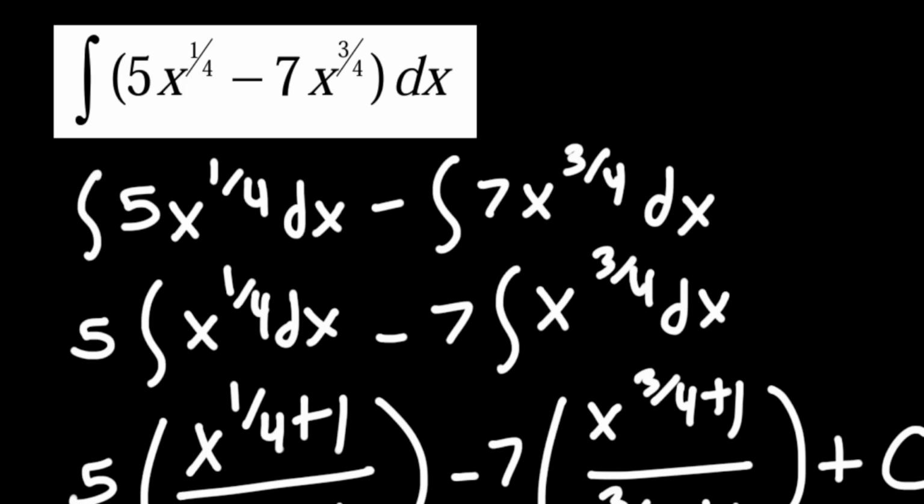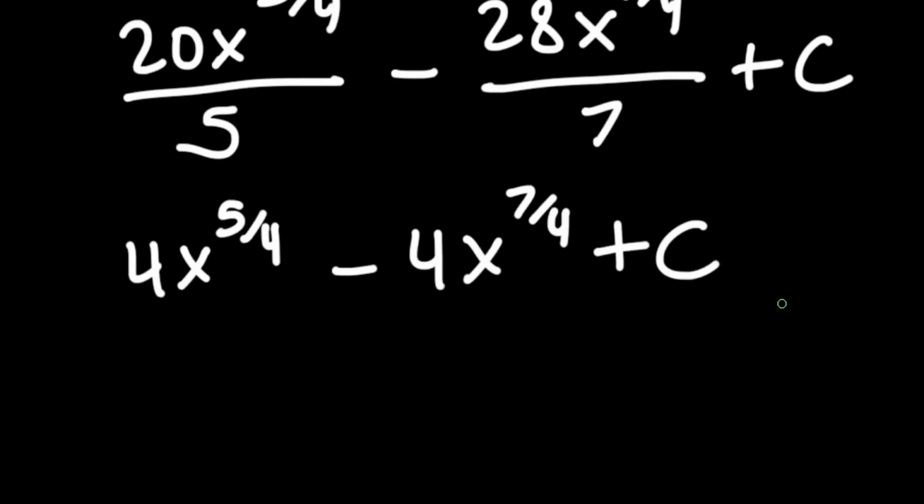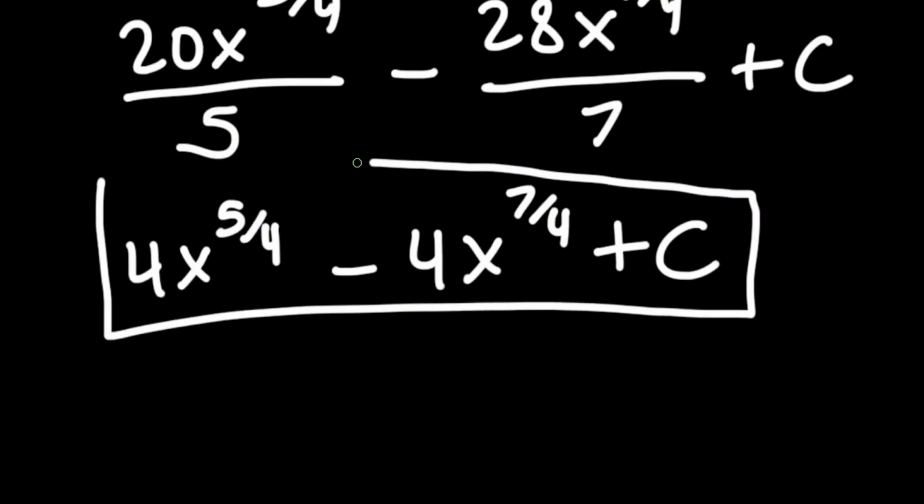And we simply just need to divide. So 20 divided by 5 is 4. 4x raised to 5/4 minus 28 divided by 7 is 4. 4x raised to 7/4 plus c. Now this is the final answer.